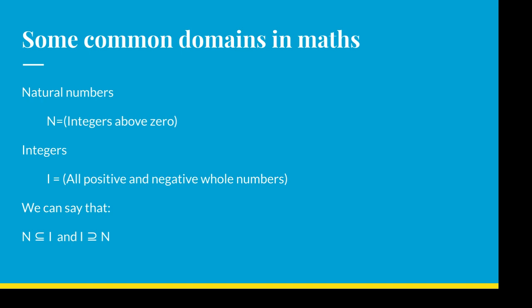So let's just focus on natural numbers and integers, because I think we're all pretty comfortable with them. So we can say, like I mentioned, that natural numbers are a proper subset of integers, and integers are a proper superset of natural numbers. Does that make sense to everybody if I say those words? So natural numbers are just integers without 0 and the negative numbers. It's just all the positive integers.